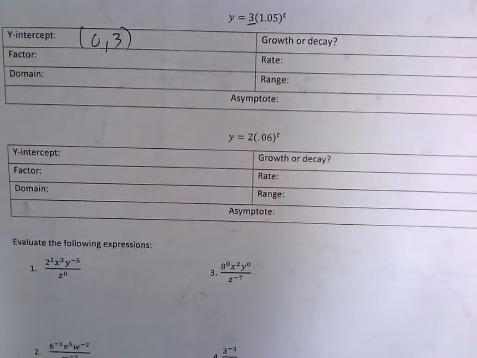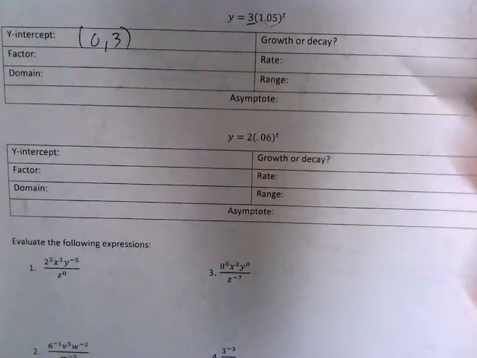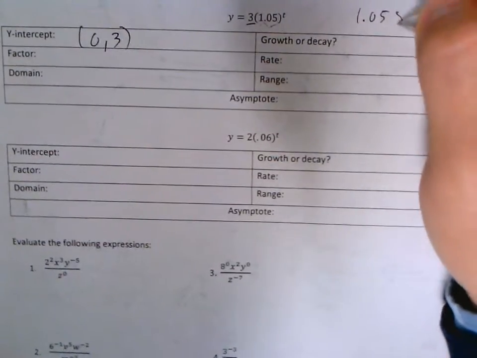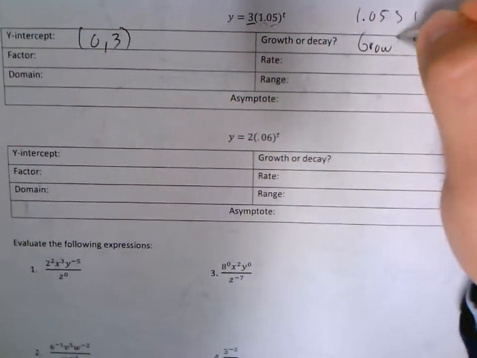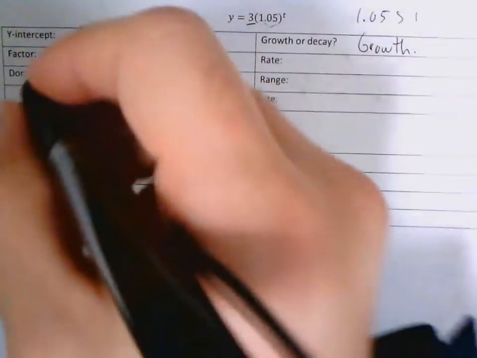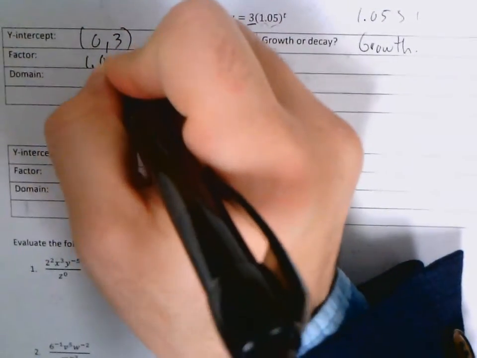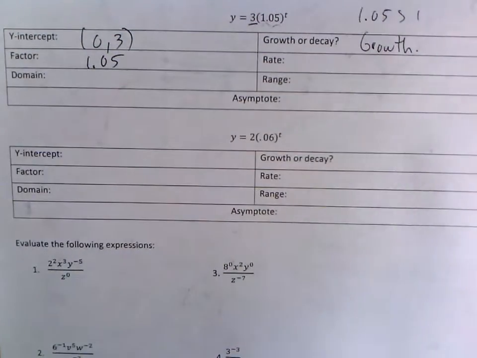Well, we know that because b is greater than 1, 1.05 is greater than 1, that is growth. So this will be my growth factor, 1.05. Now remember that there is a difference between a factor and a rate.